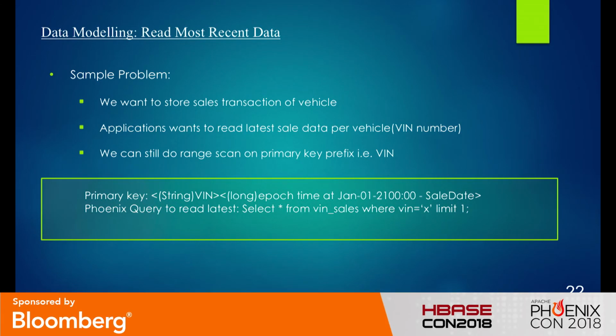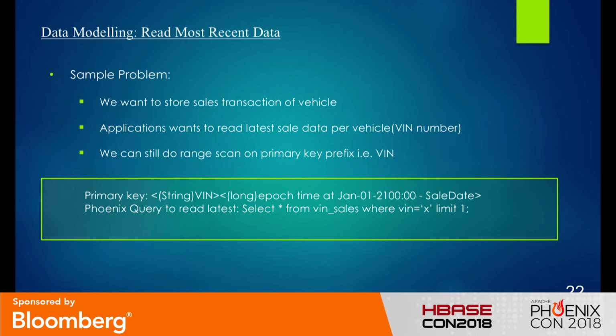The second thing about data modeling is reading the most recent data. This is a primarily important use case at TrueCar, wherein we want to read the most recent data each time we query an edge-based table. This is a sample data set. So I'll explain a sample problem. Say we have the sales transactions for a particular vehicle. I know the VIN for that vehicle, and I know the sale date. I just want to know the latest transaction for that particular vehicle.